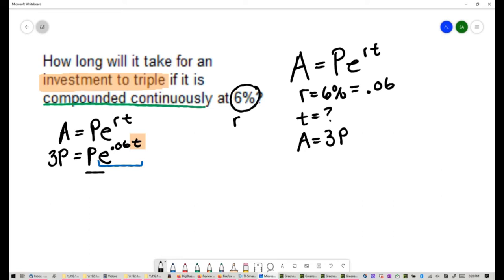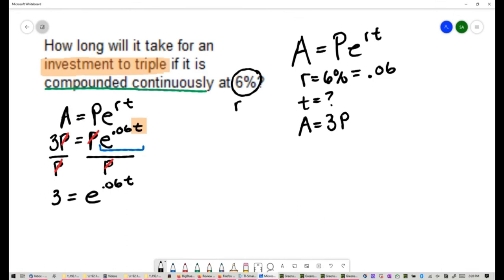So I'm going to divide both sides by P to isolate that exponential. And this is a great step here because the P's, which we didn't know anyway, cancel from both sides of the equation, giving us 3 equals e to the 0.06t. And now we can use one of our techniques for solving the exponential equations. Remember, we can make the bases the same. We can take the log of both sides. We can convert to an exponential. So I practiced taking the log of both sides today, so I'll practice converting.